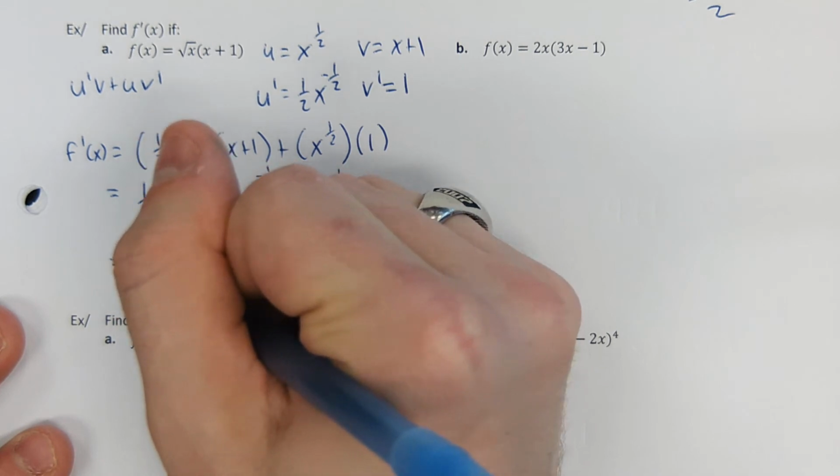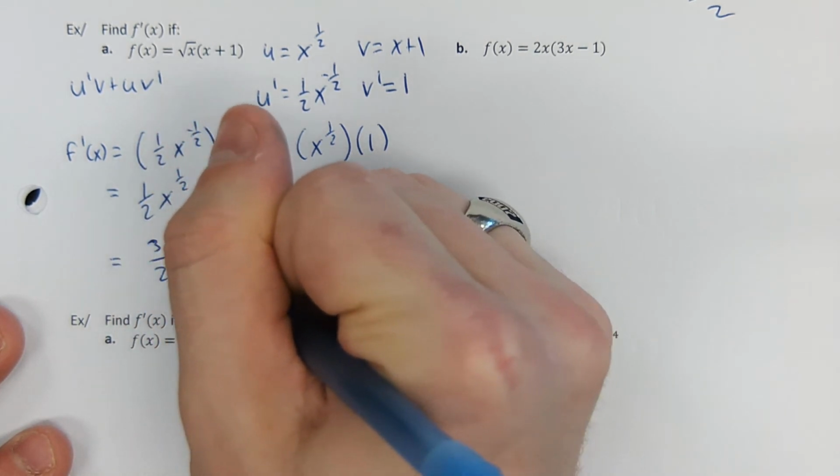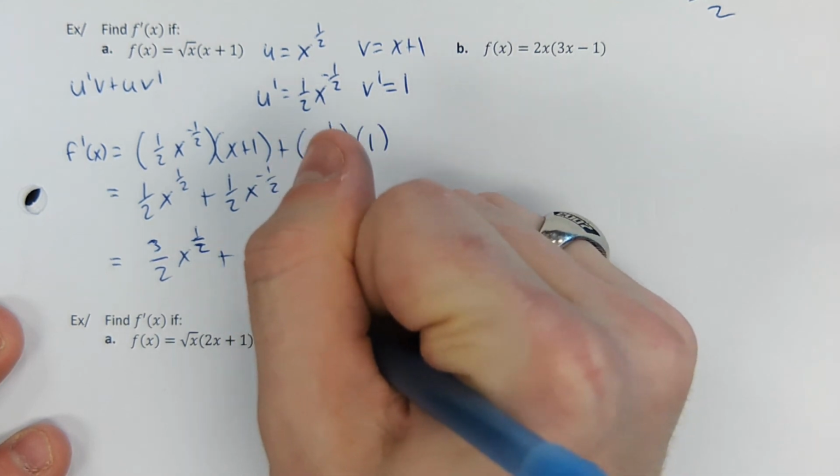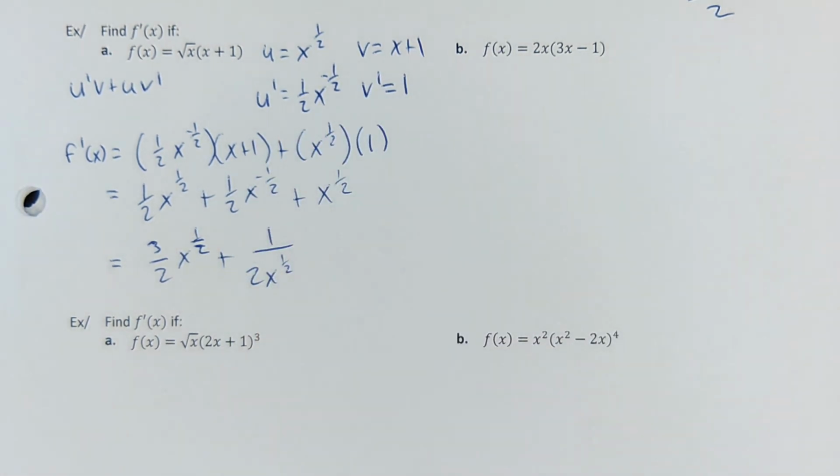So that's 3/2 x to the 1/2 plus 1/2 x to the negative 1/2, and we can convert those both to square root bars if we want to. I'm just going to leave it like that because you get the idea.